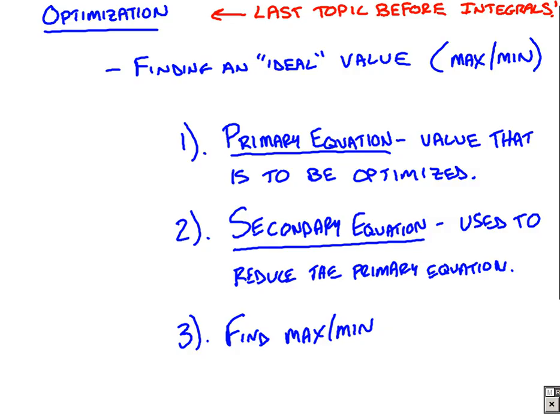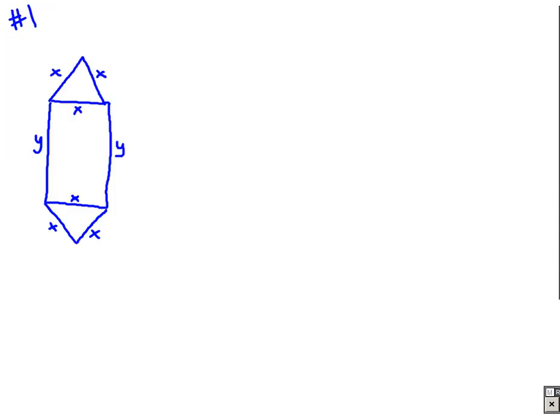We're up to the last step before integration. We're working on optimization today. Optimization is just trying to find the ideal value, normally finding a max or min, and we're going to need to find two different equations, one being the primary, which we want to optimize, and the secondary equation, which will be used to help us simplify the equation.